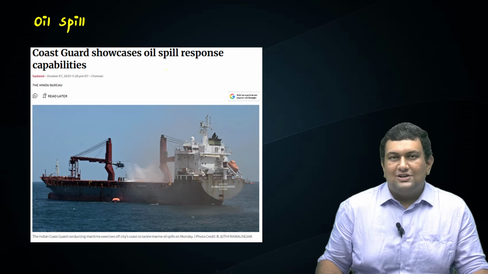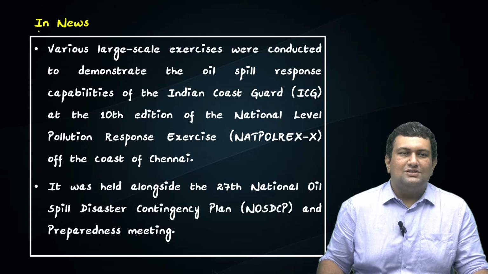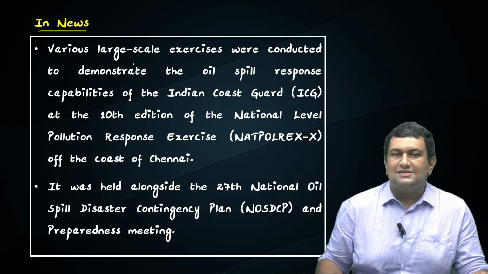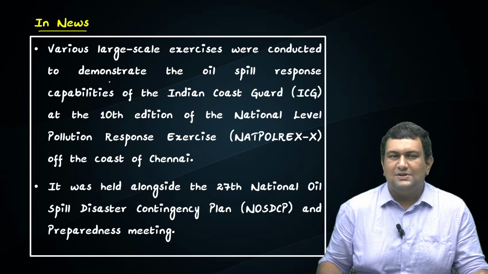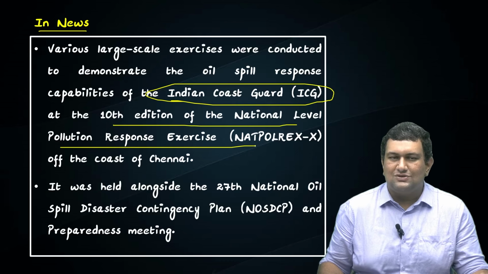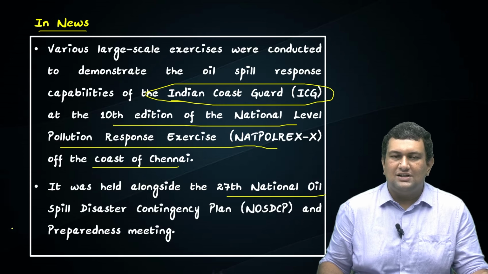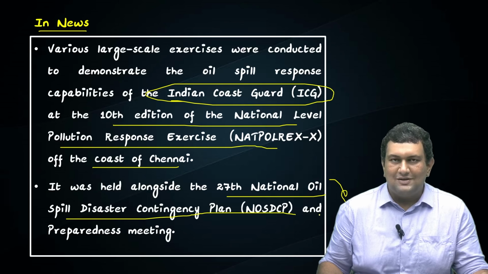So we'll start today's discussion with the topic of oil spill. It's in the news because various large-scale exercises were conducted to demonstrate the oil spill response capabilities of the Indian Coast Guard at the 10th edition of the National Level Pollution Response Exercise on the coast of Chennai. In the upcoming slides, we will see why it is the Indian Coast Guard, and it was held alongside the 27th National Oil Spill Disaster Contingency Plan. This is also important, and we will see about it in the upcoming slides.